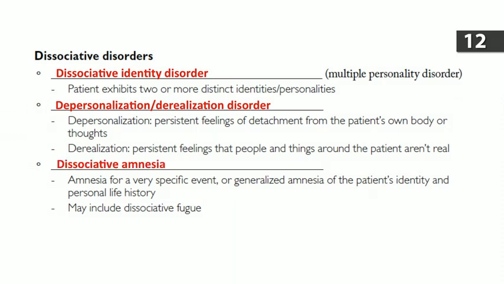And then dissociative amnesia is where the patient either has amnesia for a very specific event or a specific series of events, or they could have a more generalized amnesia of their identity and their personal life history. And this may or may not be associated with a dissociative fugue, where they wander off or have some apparently purposeful travel during which they have no idea who they are. They might even assume a new identity while they're gone. It's very rare, but it's very interesting.